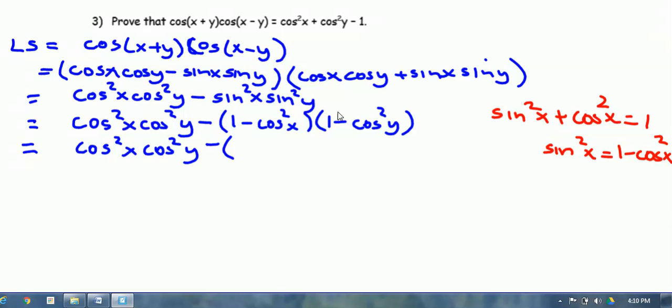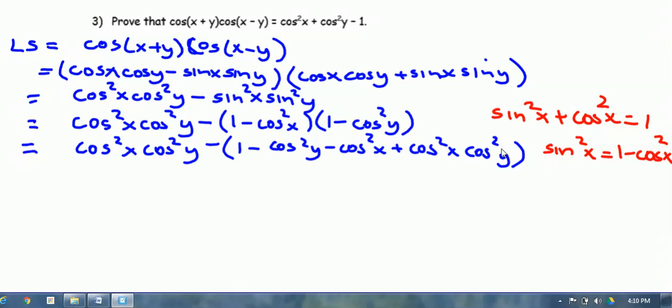What about if I FOIL this? 1 times 1 is 1. 1 times negative cos squared y is a negative cos squared y. 1 times negative cos squared x is negative cos squared x. And the last one is positive cos squared x cos squared y. Now when I look under the brackets at the terms resulting from my foiling, I don't see any opportunity to simplify these down. So what I'm going to do is just get rid of the brackets.